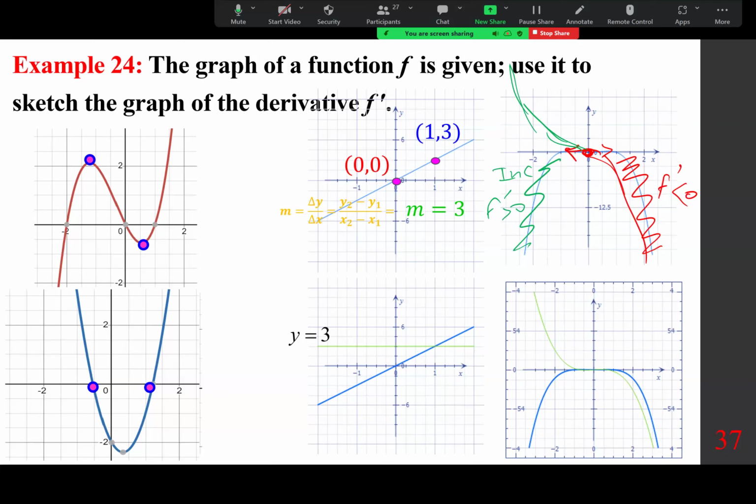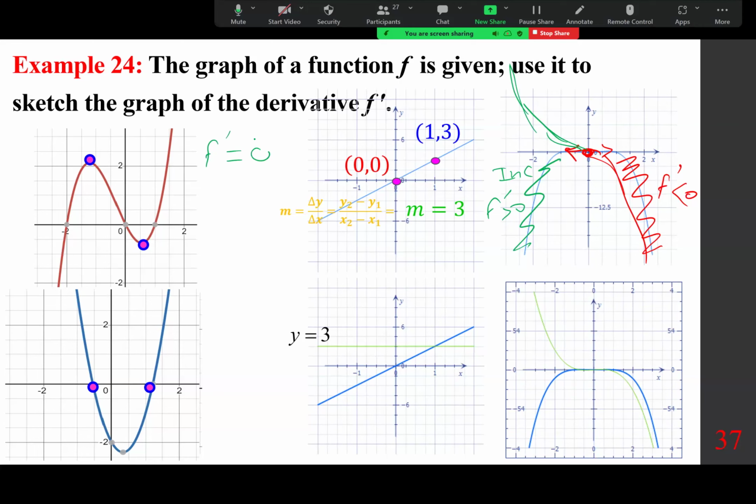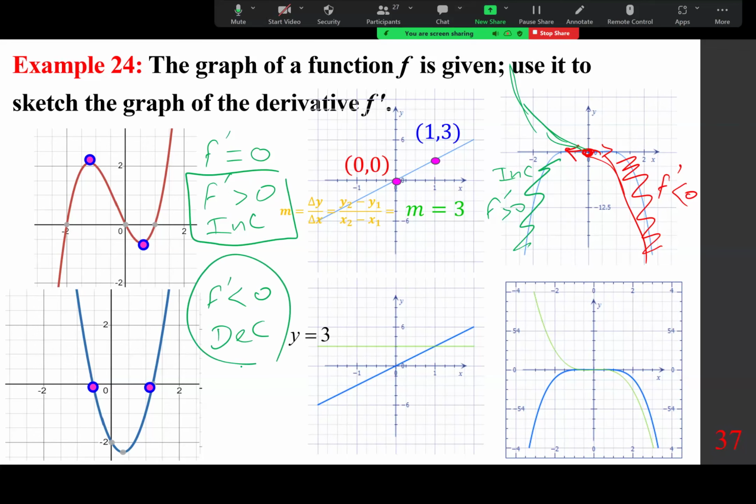Look at important parts. So again, what are you looking at? Where is f prime 0? That's what you look at. Where is f prime positive? When the function is increasing. Where is f prime negative? When the function is decreasing. Okay, pay attention to those key points and you have the graph.